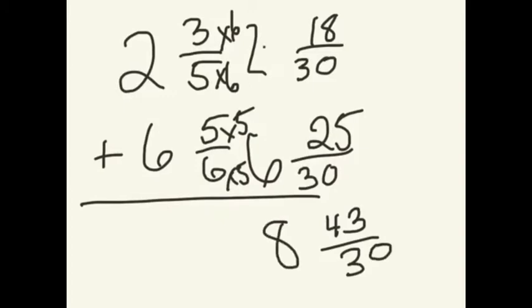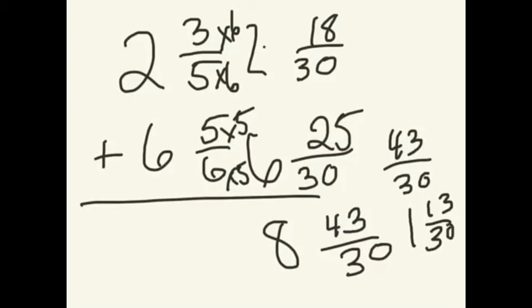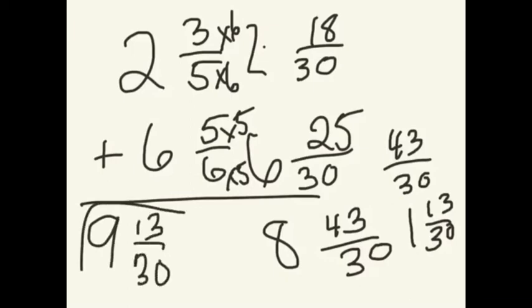So 8 and 43/30ths is completely unsimplified, as there is still one whole remaining in 43/30ths. So if I said, okay, 43/30ths, that would be 1 and a remainder of 13/30ths. So I have 1 and 13/30ths, and I already have 8 whole there, so 8 plus 1 is 9. I have 9 and 13/30ths.